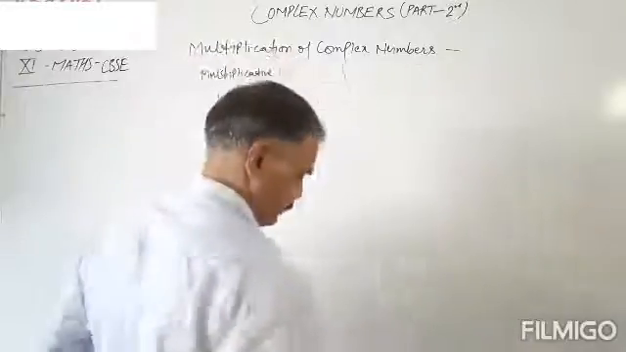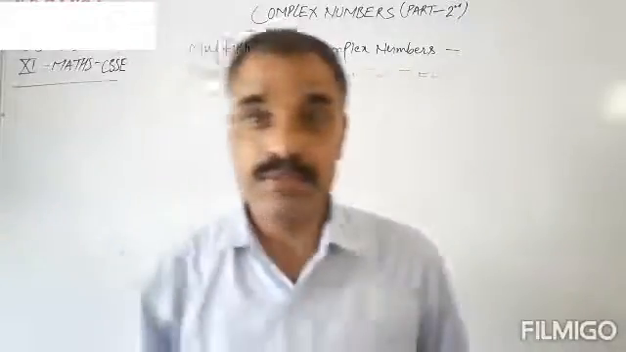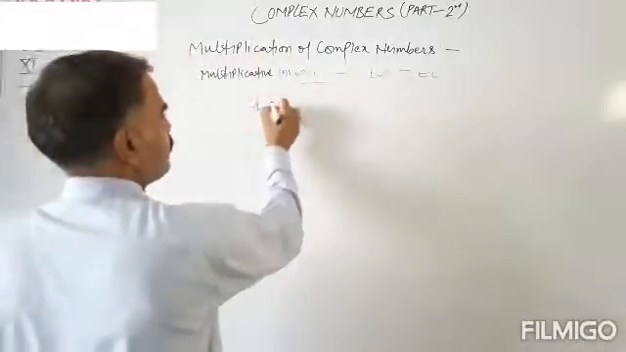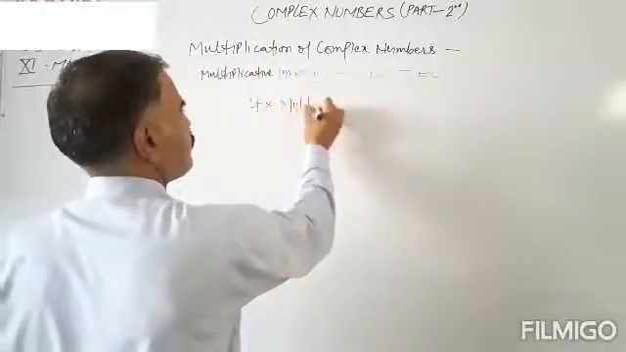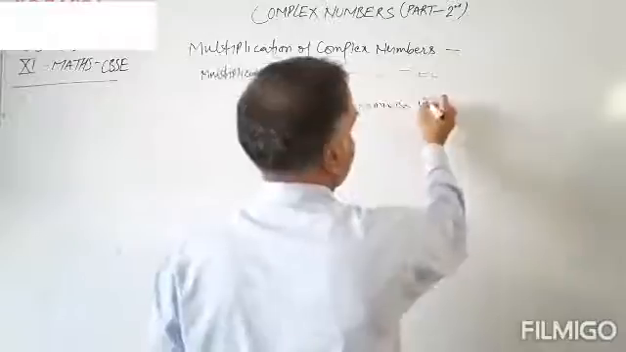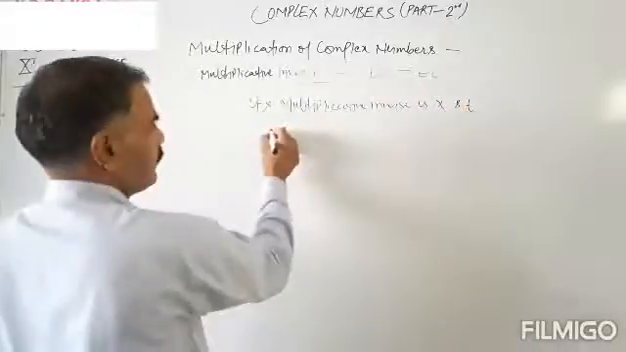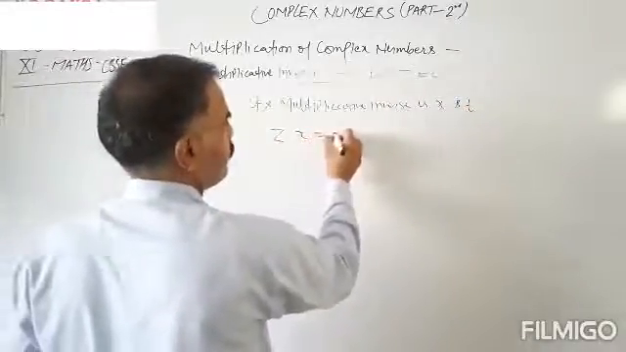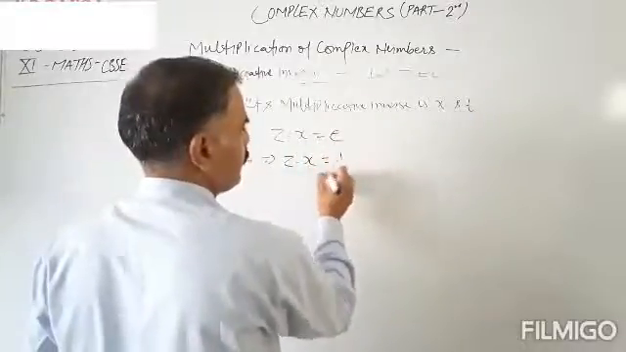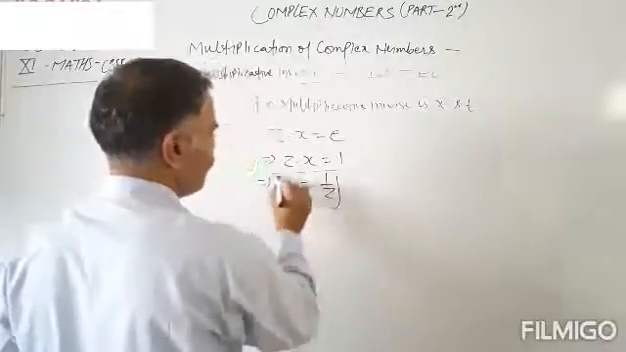Let Z belong to C. Let Z belong to C means Z is any complex number. Then its multiplicative inverse is X such that Z into X is equal to identity, that is Z into X is equal to 1, that is X is equal to 1 upon Z. So 1 upon Z is the multiplicative inverse.